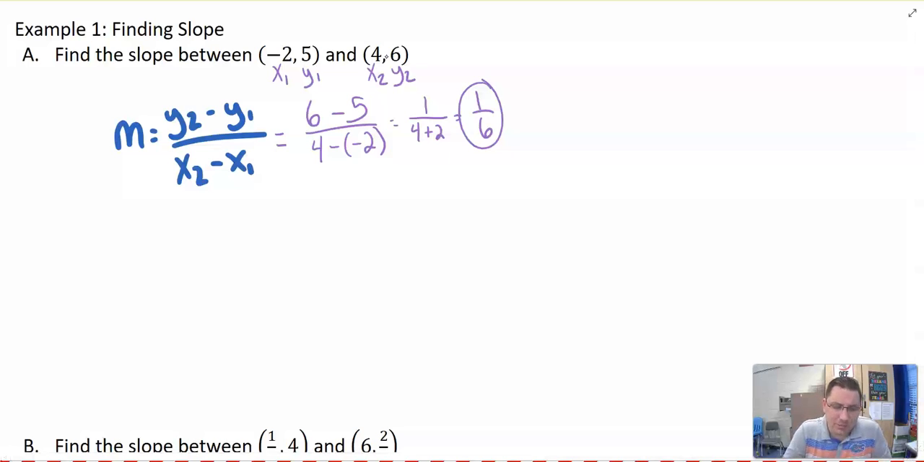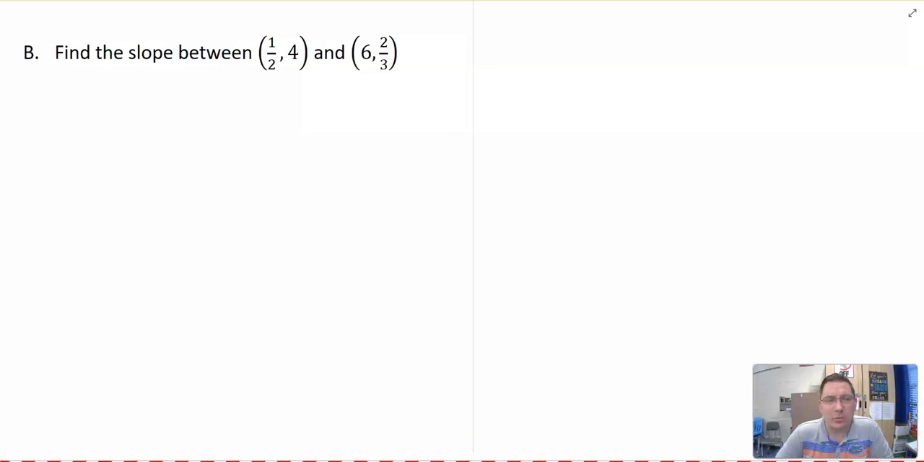Let's look at example B. In example B here, we see that we're trying to find the slope between 1/2, 4, and 6 and 2/3. So here we've got a couple fractions involved. And understand that the difference between middle school finding slope and high school finding slope is that we deal with fractions in these problems. So let's talk through how we deal with the fractions in it.